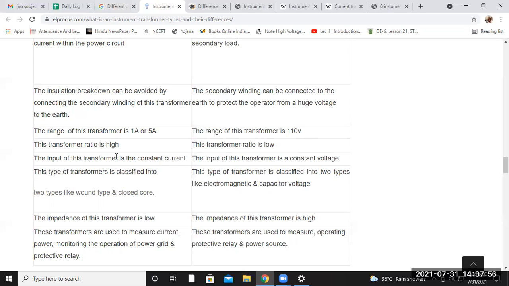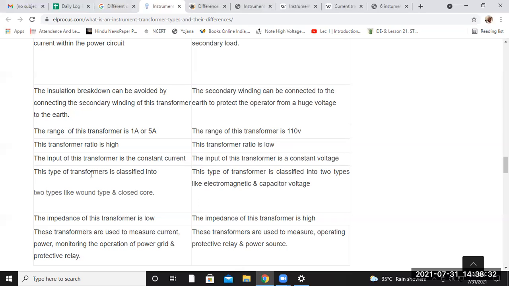Next one is the transformation ratio. It is the transformation ratio K, that is N2 upon N1 or I1 upon I2 or V2 upon V1. The transformation ratio of the current transformer is higher, and the transformation ratio of the potential transformer is lower. Now the next point is the input of the current transformer is a constant current, and the input of the potential transformer is a constant voltage.